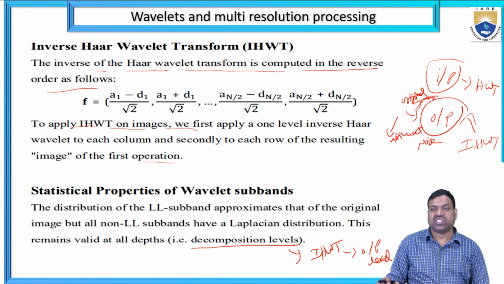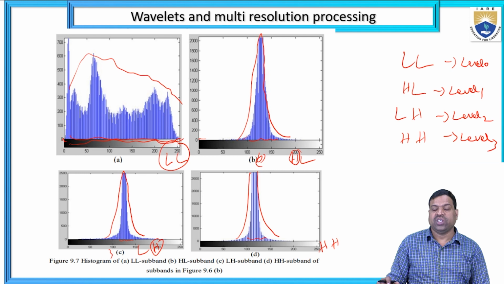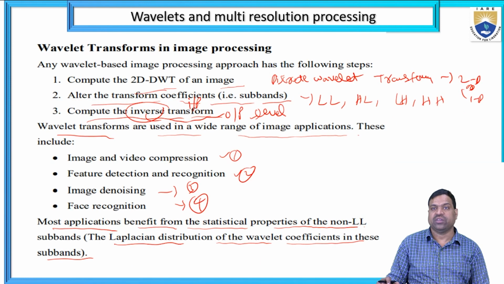What are the statistical properties of wavelets? Depending on the level of the image, the statistical properties will change. These are the histogram processing of low level, high level, low high level and high level in the image pyramid. The 2D wavelet transform is used for the coefficients, and the wavelet transform is used in the inverse wavelet.